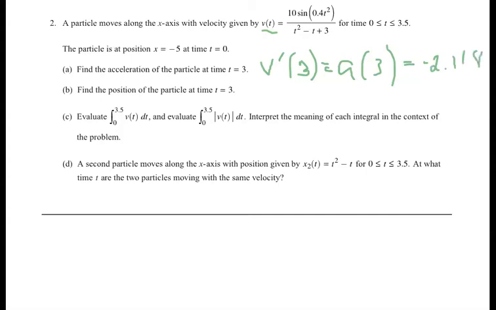2.118. So you would say the acceleration of the particle is approximately negative 2.118 at t equals 3. So that would be part A.